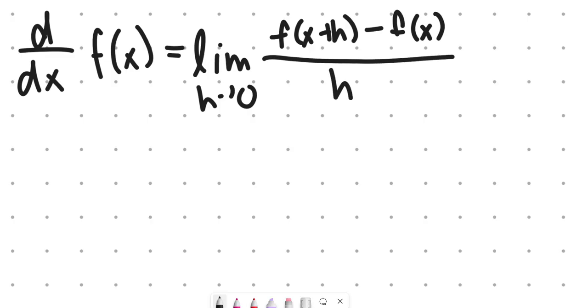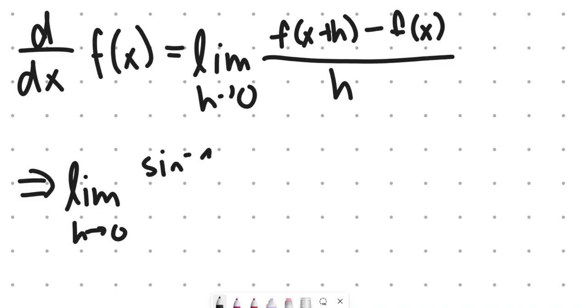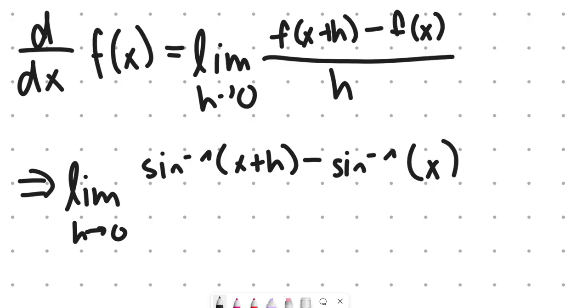So since we have this function f of x, we're just going to plug in the inverse sine of x inside the function. So what we're going to have is the limit as h approaches 0 of the inverse sine of x plus h minus the inverse sine of x all over h.